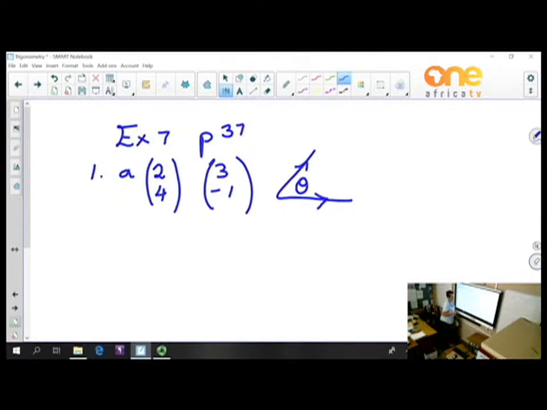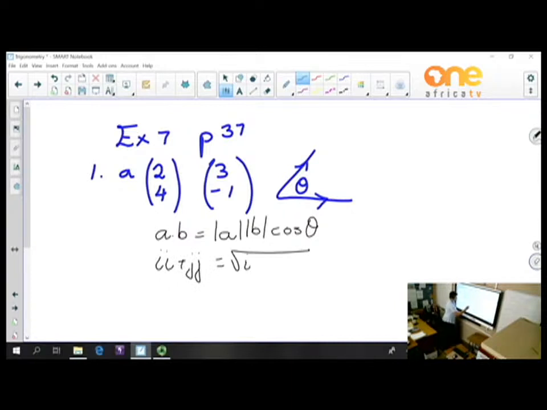How do I get angles? I have my one formula that I'm going to use. A dot B is equal to magnitude A, magnitude B, cosine theta. There's that one. So what does magnitude mean? ii plus jj is equal to the magnitude of i squared plus j squared times the magnitude of i squared plus j squared, cosine theta. Finding that angle there. Okay, so what is ii?